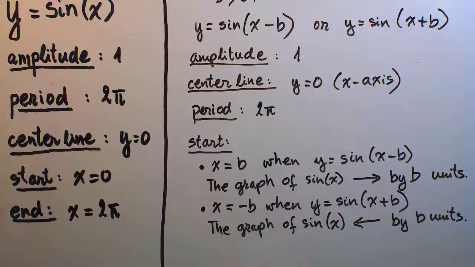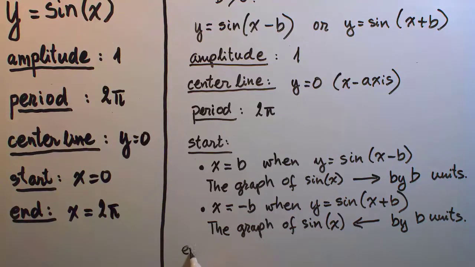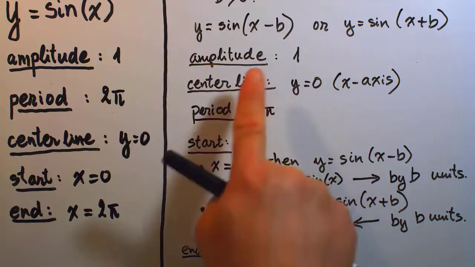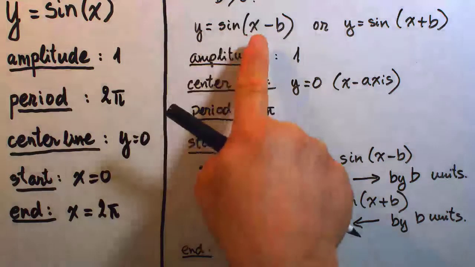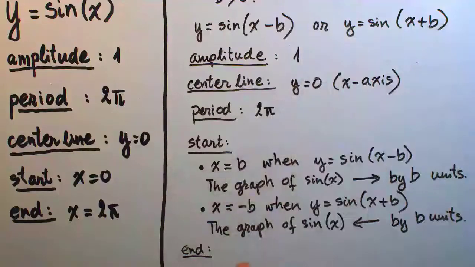And the end of our basic unit on any of these functions, sine of either x minus b or sine of either x plus b, is always where we have the start value plus the 2 pi period. So that's how we recognize the end right here.